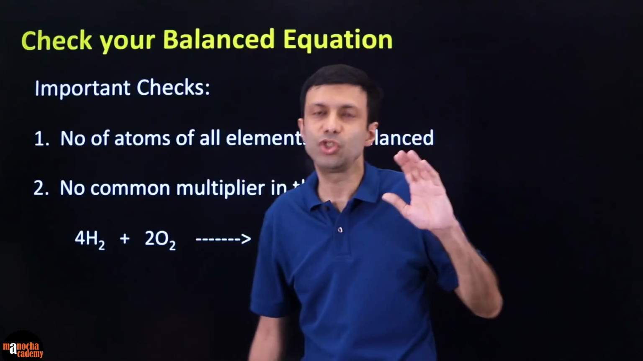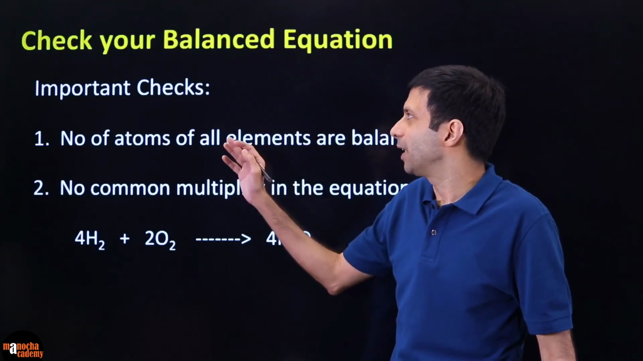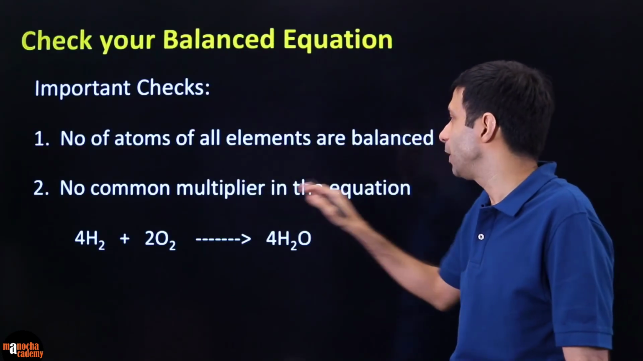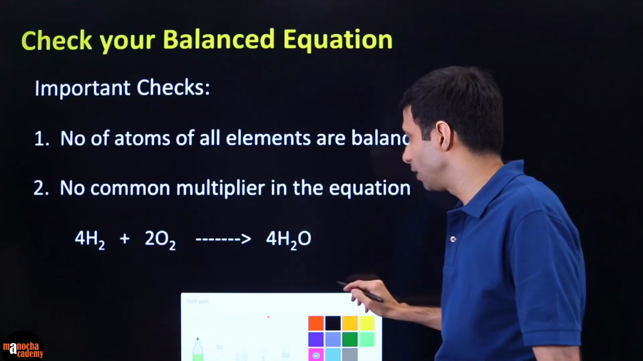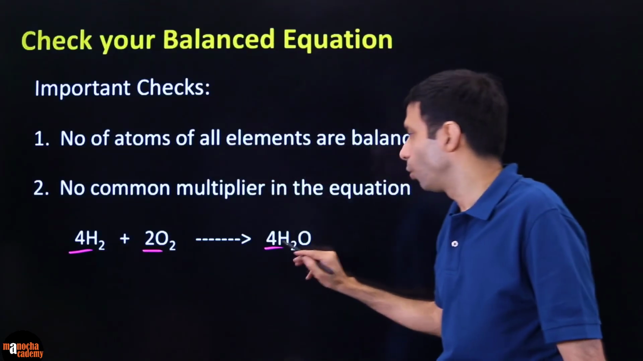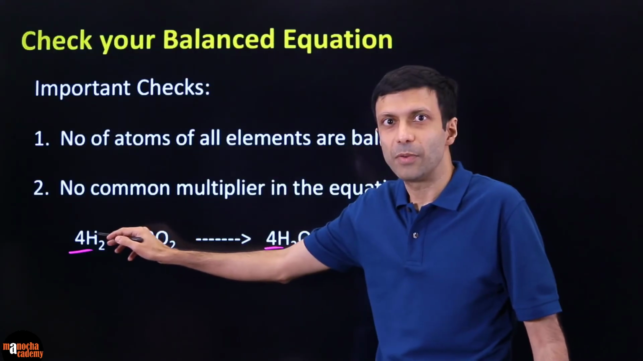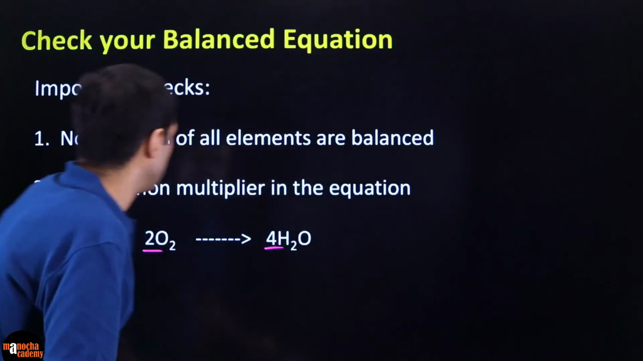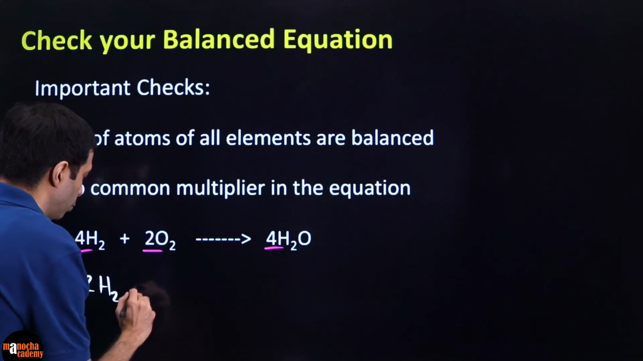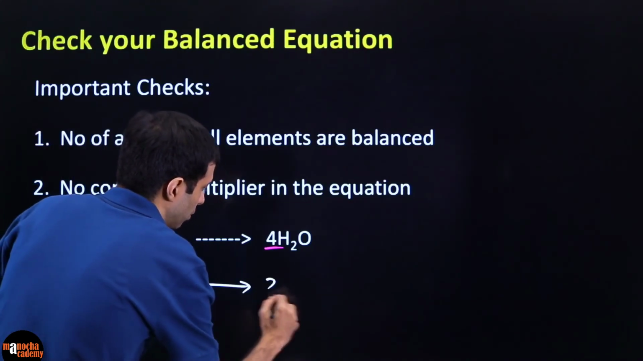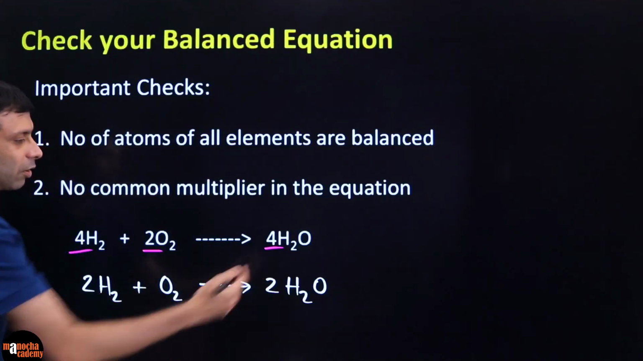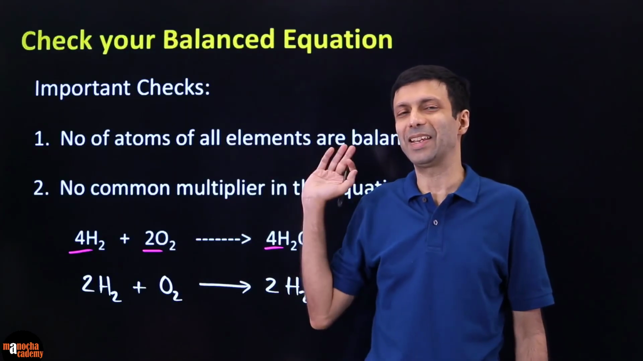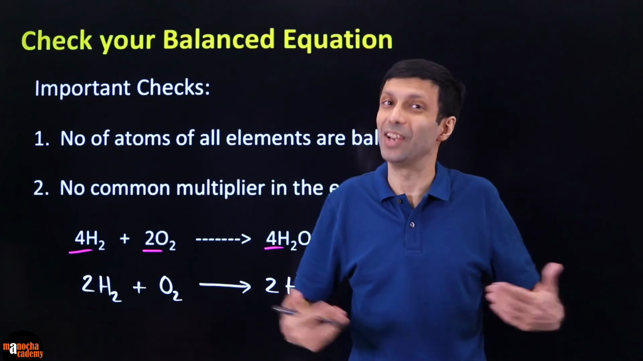And always make sure you check your balanced equations, right? So once you have balanced it, please make sure that the number of atoms of all elements are balanced, so they are equal on left and right, and there should be no common multipliers. So if you have written things like 4, 2, 4, you can clearly see the highest common factor of 4, 2 and 4 is 2. So the correct answer should be, you have over multiplied here. So this one definitely check. So it should be 2H2 plus O2 gives you 2H2O. Now you can see there is no common factor. So please make these important checks before finalizing or writing your answer, and you can easily verify if your balanced equation is really balanced or not.